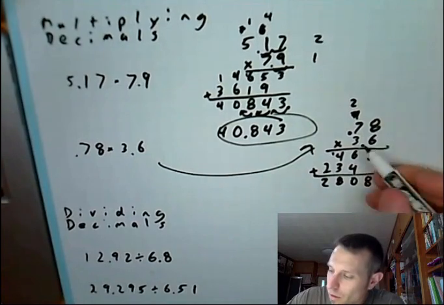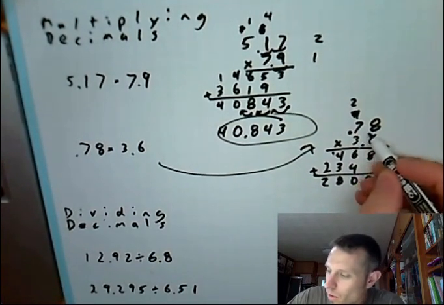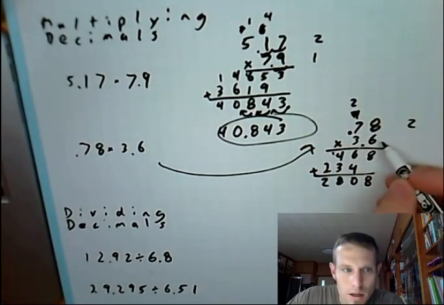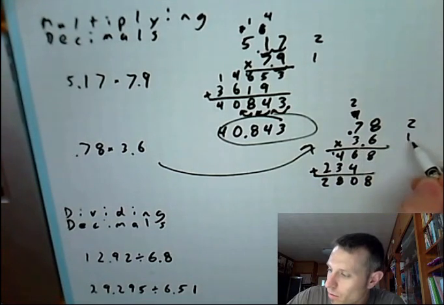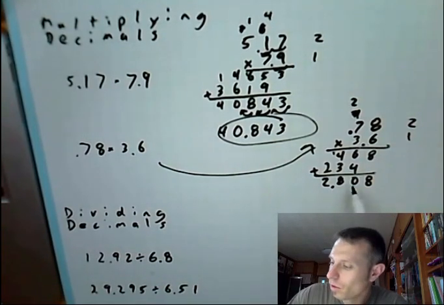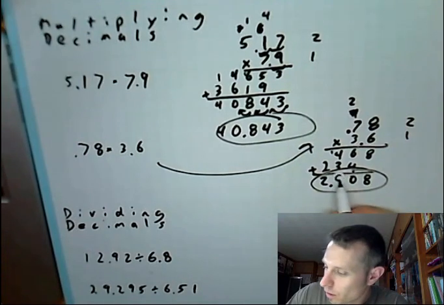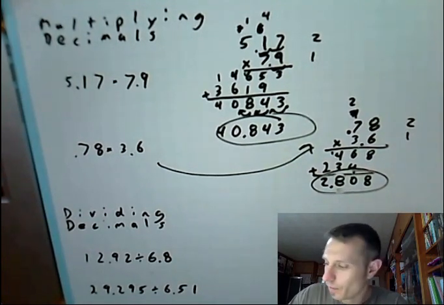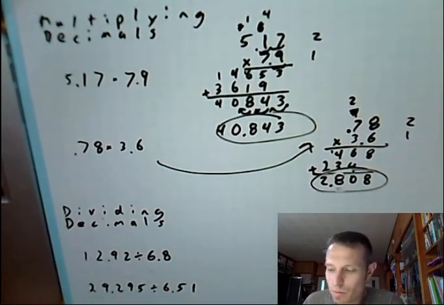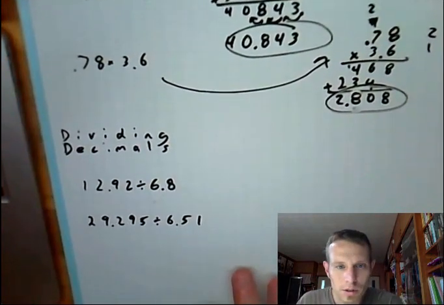And now it's a coincidence, but again we had 1, 2 decimal places right here, one decimal place right here. This happens to be 3 again. So we'll do 1, 2, and 3. And I'll just show you that way this time. Okay. So that's how you would multiply decimals.